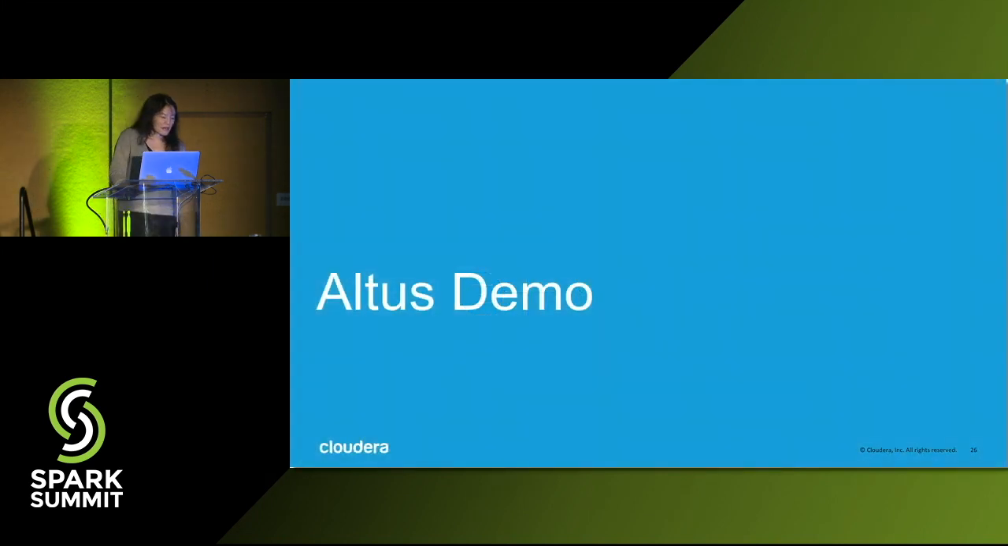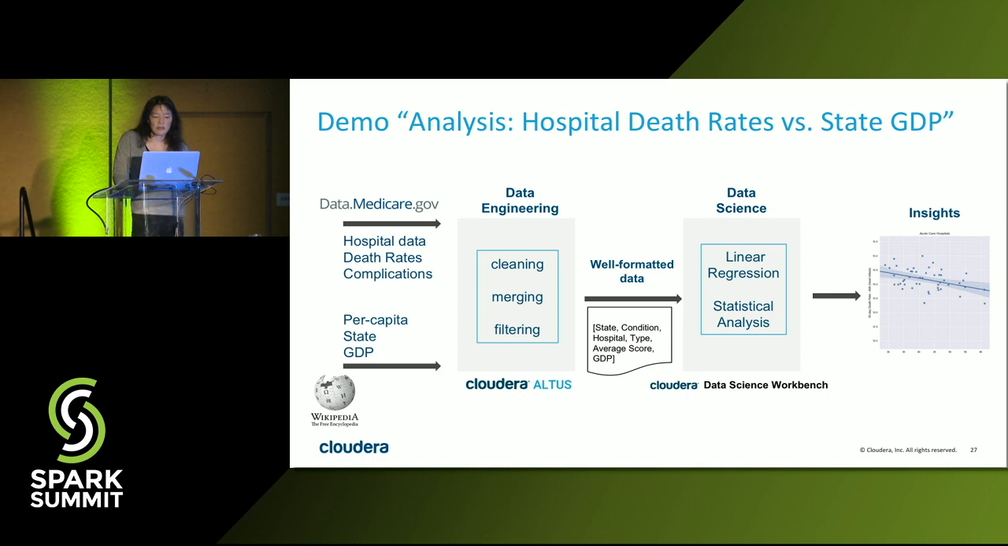Okay, with the remaining time, I'm going to do an Altus demo. What you'll see in this particular demo, the context of this is hospital mortality rates versus state GDP. This is just the context of what the data is actually going to show. We took raw data from Medicare.gov and from Wikipedia, the per capita state GDP, and we just put this into S3 in raw data format.